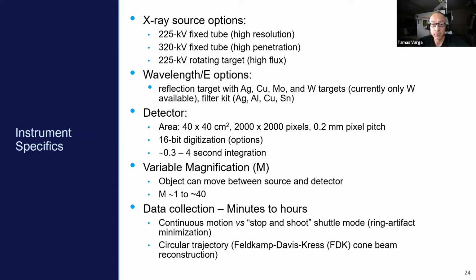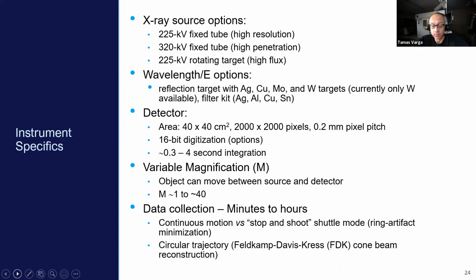We have different wavelengths or X-ray energy options by rotating or changing the reflection target to a different metal surface, and we can also use different filters to further monochromatize the beam. Currently, we are running with the tungsten target, but we can change it to other metals. The detector is a 2000 by 2000 pixel large panel detector, and the sample can be moved between the X-ray source and the detector to achieve different magnifications. And I'll tell you more about this for the spatial resolution.